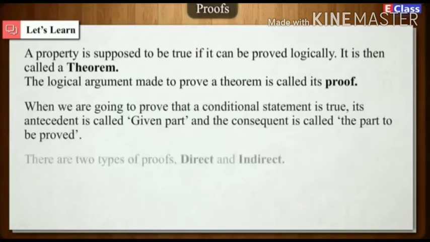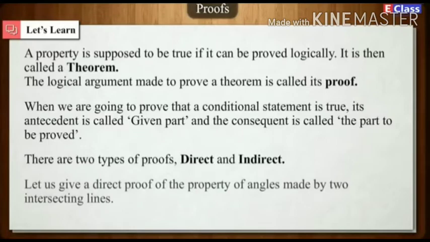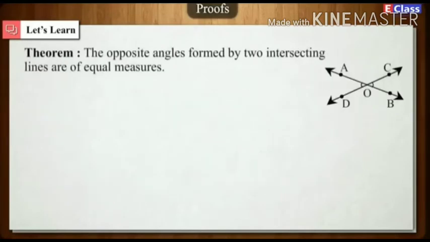There are 2 types of proofs, direct and indirect. Let us give a direct proof of the property of angles made by 2 intersecting lines. Theorem: the opposite angles formed by 2 intersecting lines are of equal measures.